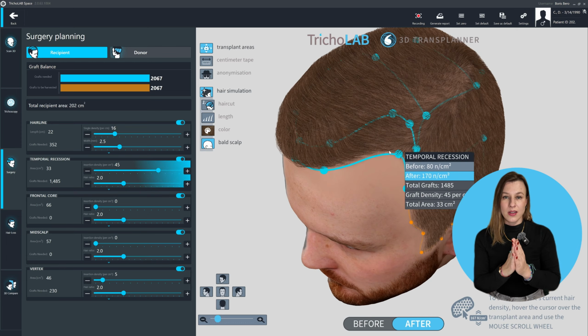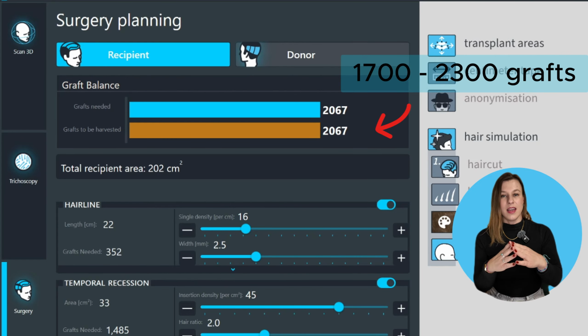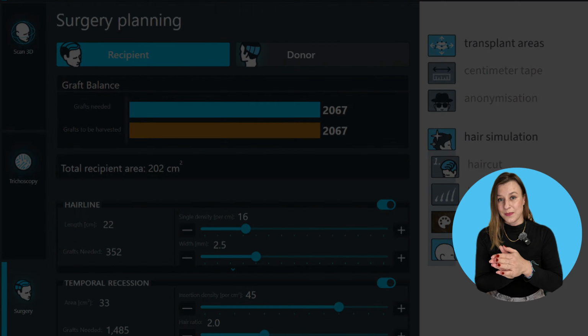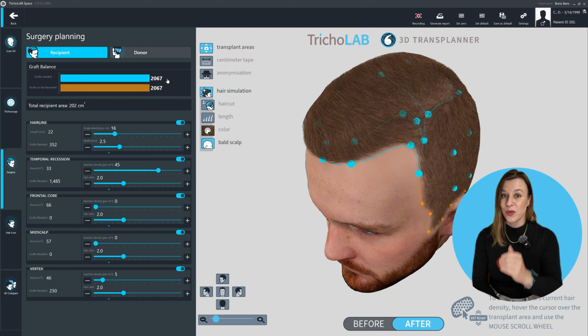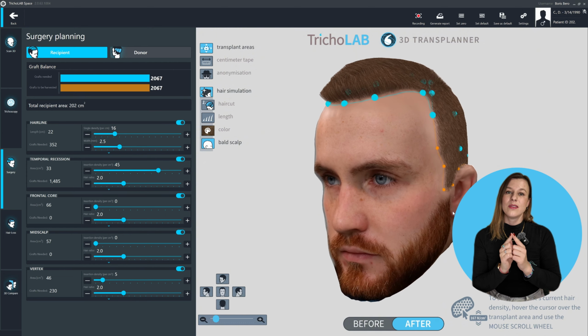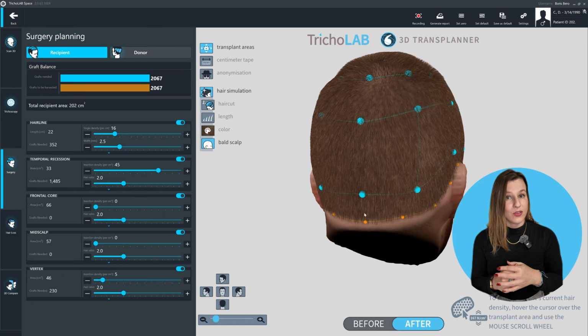When we calculate the total, we look at 1,700 to 2,300 grafts. The exact number will depend on the specific patient's scalp geometry. Notice this is significantly lower than those 4,000 to 6,000 graft proposals. And there's a clinical reason for this conservative approach, which becomes clear when we analyze the donor capacity.